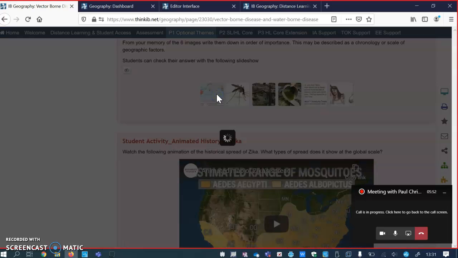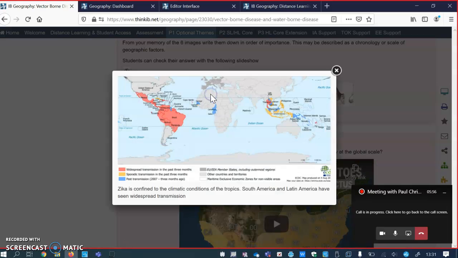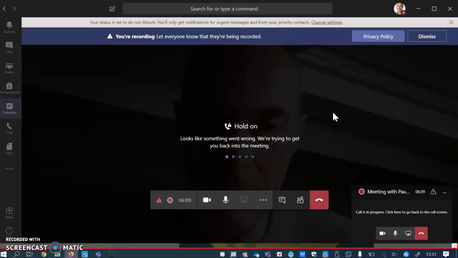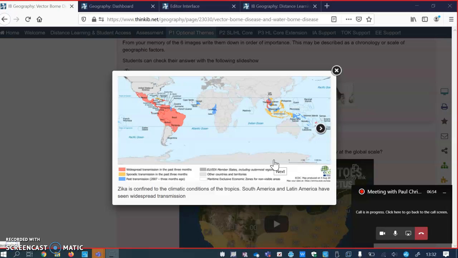So primarily, we might say that the climate is what has the big impact on the spread of Zika. So climatic and environmental conditions, tropical, humid climates. So climatic conditions are the most important factors.